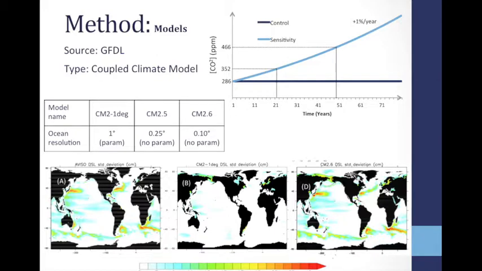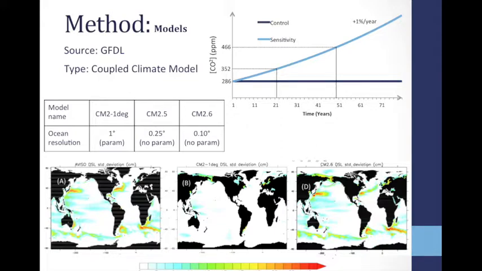The simulations used are part of a suite of coupled climate models from the Geophysical Fluid Dynamics Laboratory. They include ocean, land, atmosphere, and sea ice. The difference between the three versions used is the ocean resolution. This is the lowest resolution model at 1 degree, and it is also the only one which is parameterized. CM 2.5 and CM 2.6 both resolve eddies, but with different accuracy.